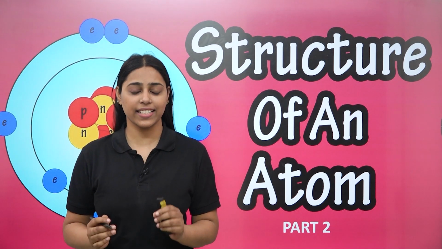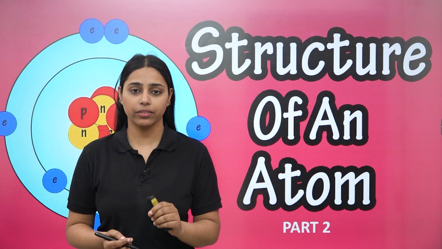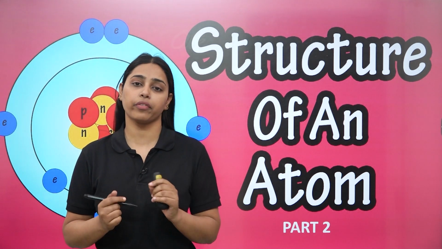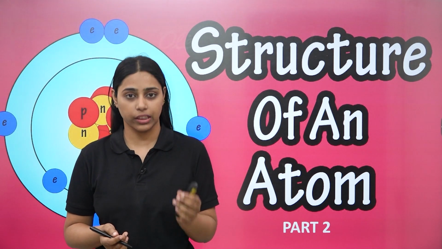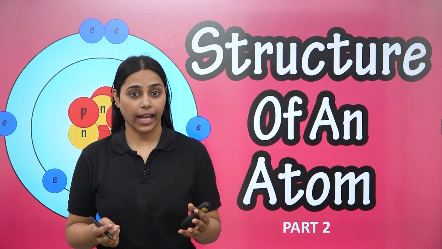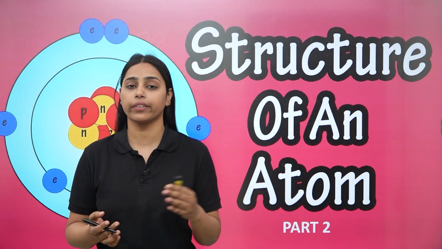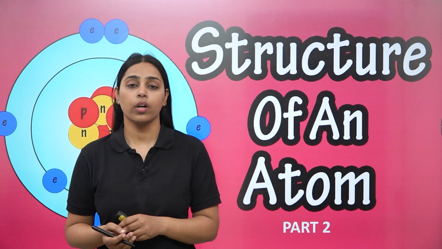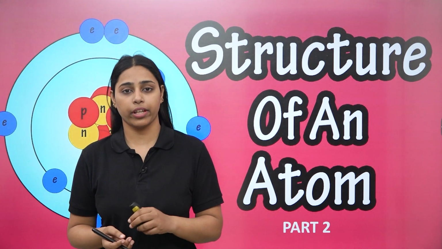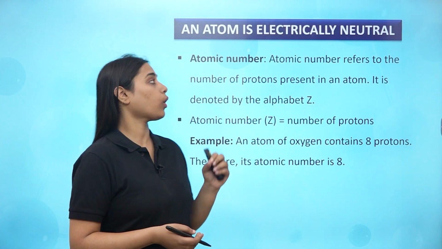We were discussing the lesson structure of atom. So we have already covered the first session of this lesson where we have discussed the general structure of atom and who are the scientists involved in discovery of electrons, protons, neutrons. Now we'll go ahead in this lesson where we will be discussing the term atomic number.